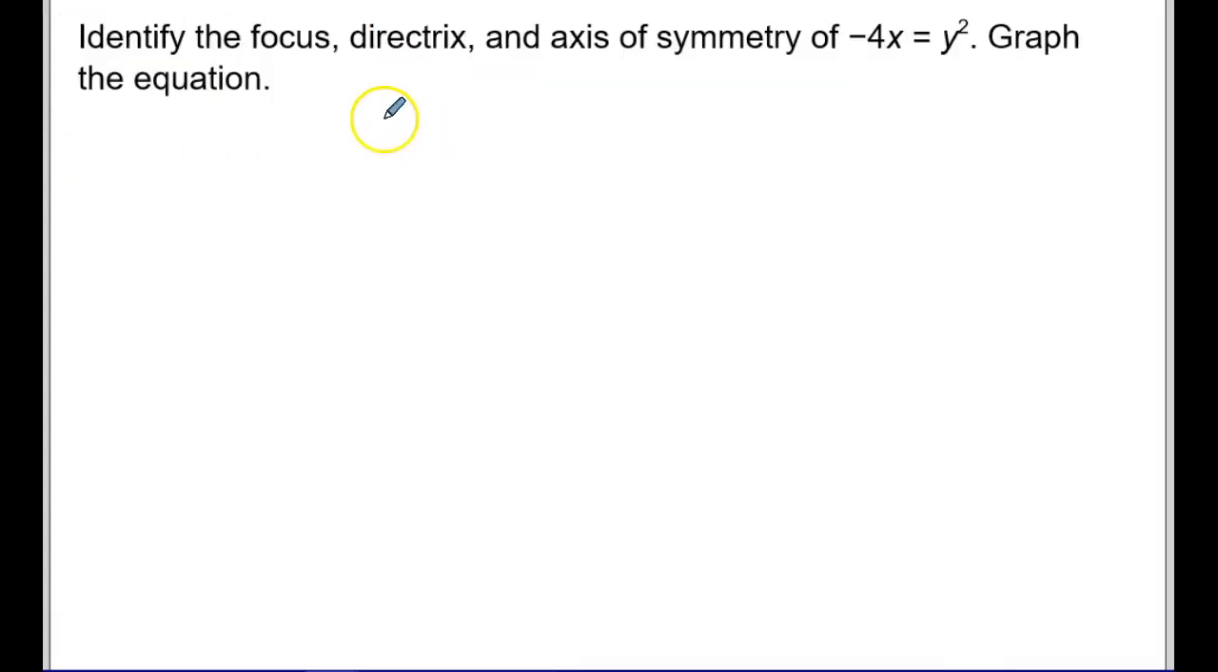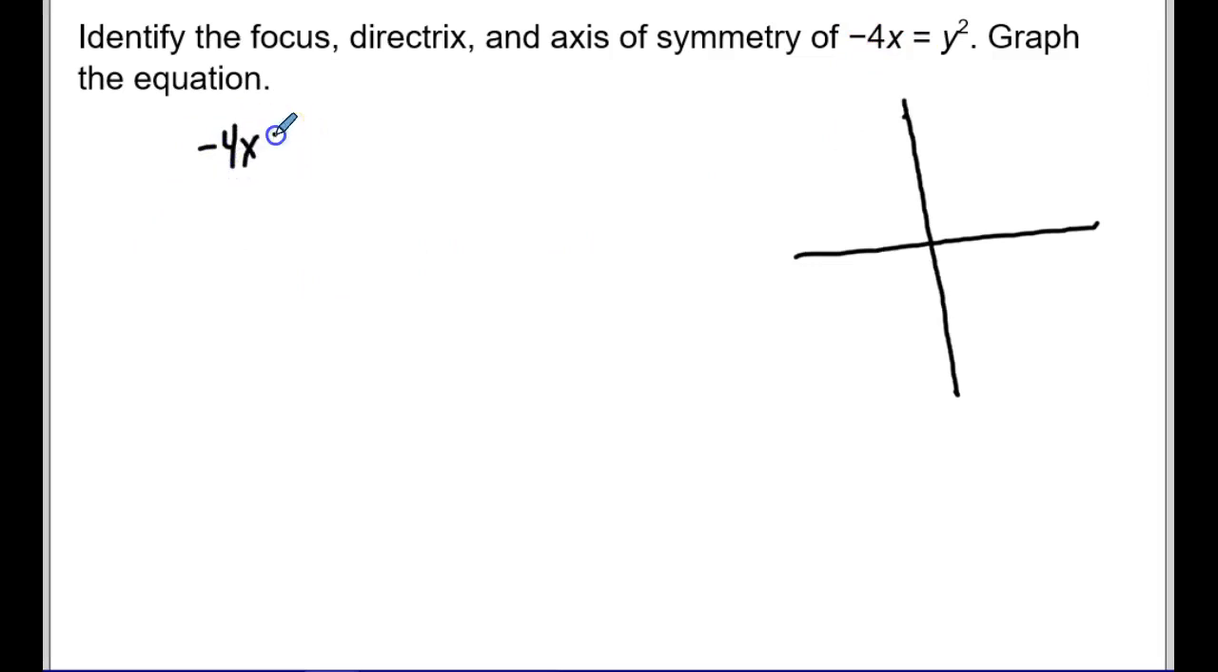Okay. So identify the focus, directrix, and axis of symmetry of this equation: -4x equals y squared. And then graph the equation. Well, I like to graph it first before I get too far so I can see what I'm looking at. But I notice that this is not written in any form where I can just look at the quadratic. So I always want to get the variable that does not have an exponent by itself. So that's going to be our first step.